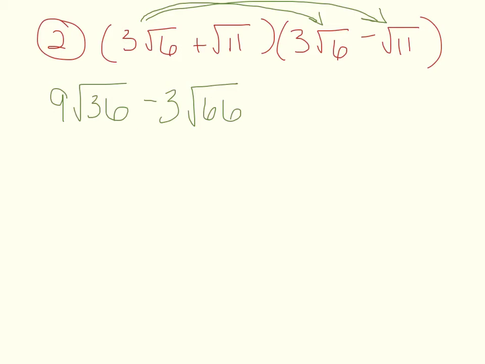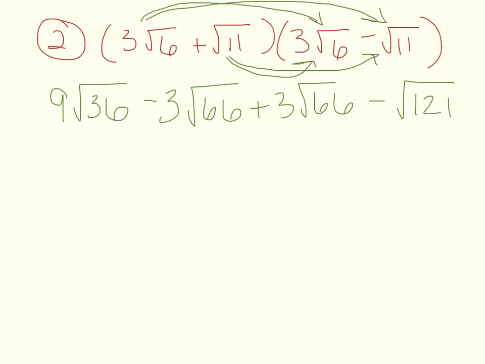Okay, and then you have positive square root of 11, excuse me, times 3 square root of 6. So that makes a positive 3 square root of 11 times 6, which is 66. And then the square root of 11 times negative square root of 11 makes negative square root of 121. Okay, now we've got to look to simplify. So first of all, you see these two are already the same. So we have negative 3 square root of 66 plus 3 square root of 66. So that's negative 3 plus 3, which cancels.